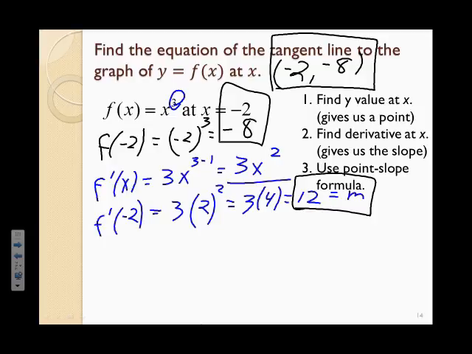So now we have our point and our slope. So we use our formula. y minus y sub 1, minus 8 from the point, equals our slope of 12 times x minus, in this case, a minus 2.